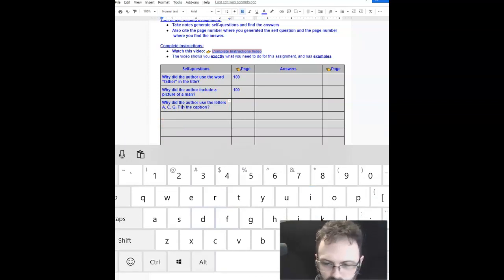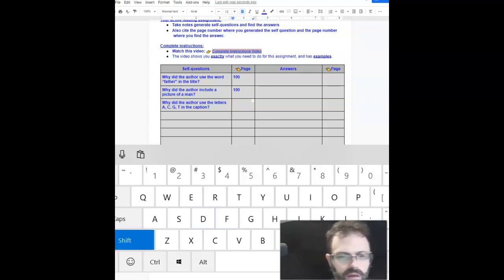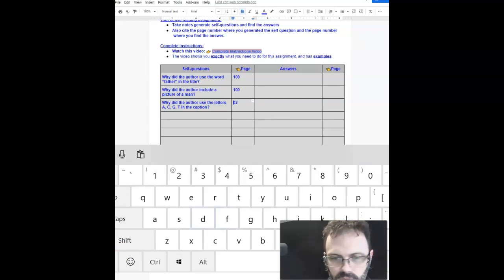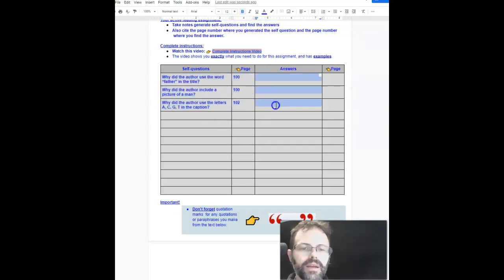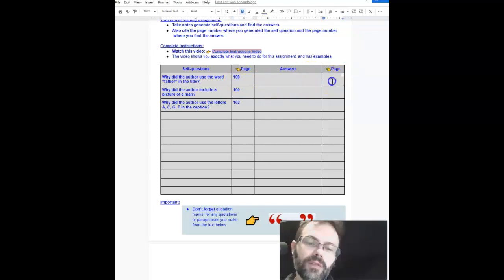And you're going to do similar things today, looking at the text features, looking at the heads, the keywords, the titles, the diagrams, the captions, and then trying to make questions like this, these self-questions here, putting in the page number, reading it and finding out the answer yourself, writing the answer here. Usually the page is probably going to be the same for question and answer, right? But you never know. You might find the answer on a different page.